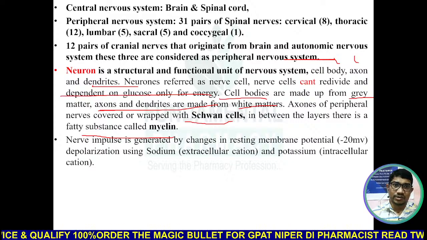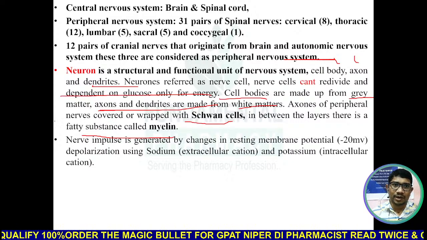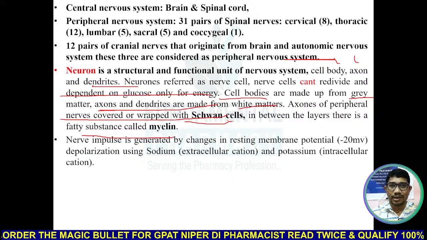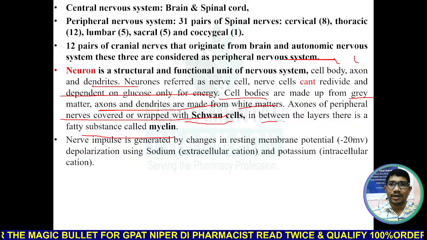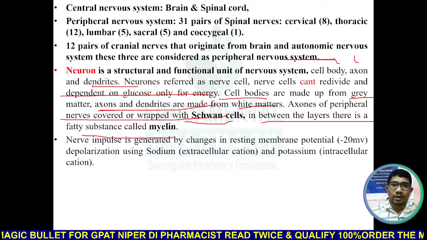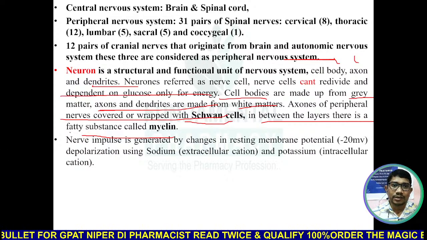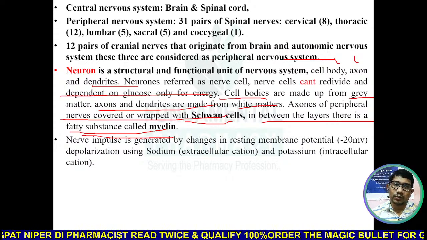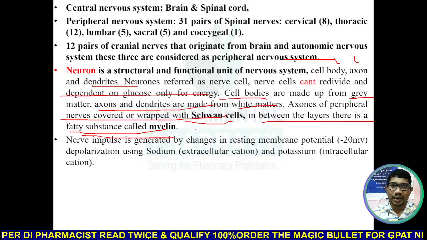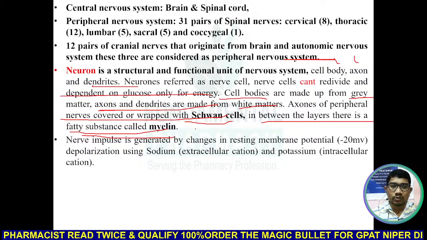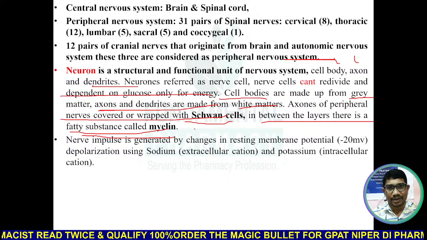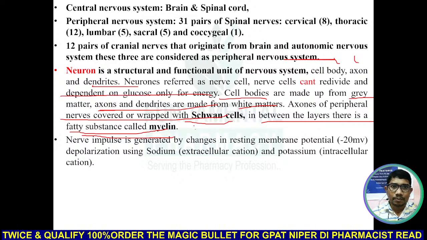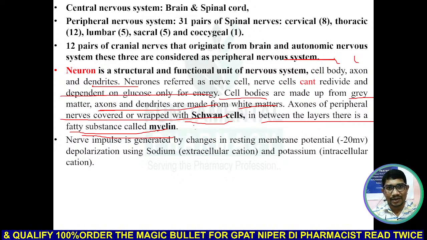Axons of peripheral nerves are wrapped with layers of Schwann cell. In between the layers of this Schwann cell, there is a fatty substance known as myelin. Those neurons which have myelin are known as myelinated neurons, and those neurons which do not have myelin are known as non-myelinated neurons. So myelinated neuron will conduct impulse faster than the non-myelinated neuron.